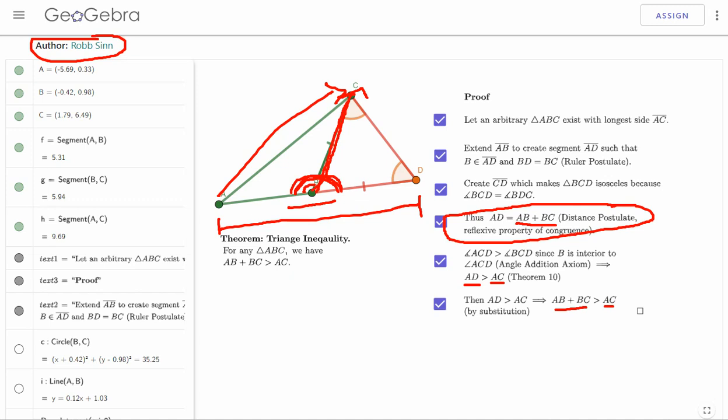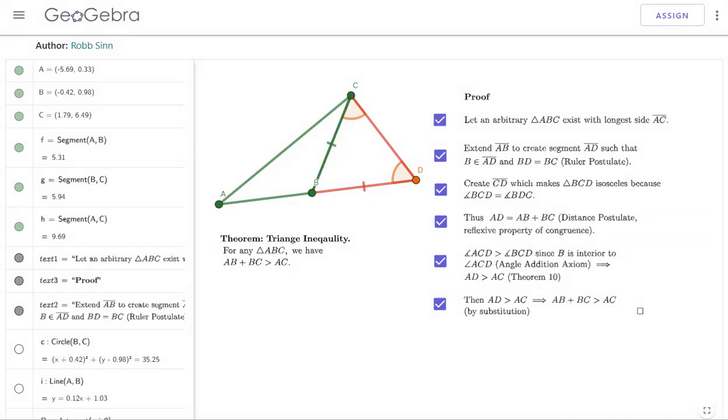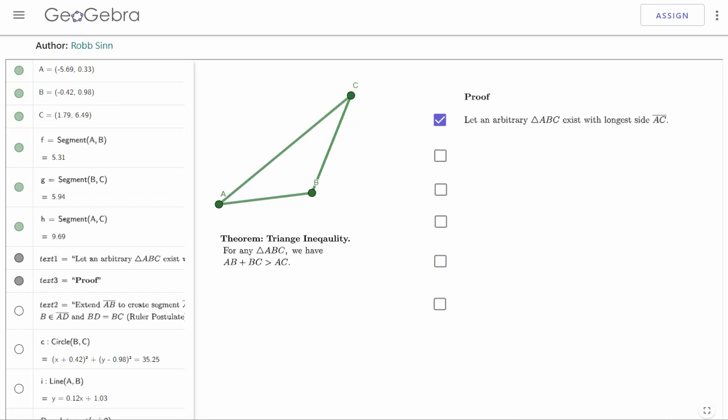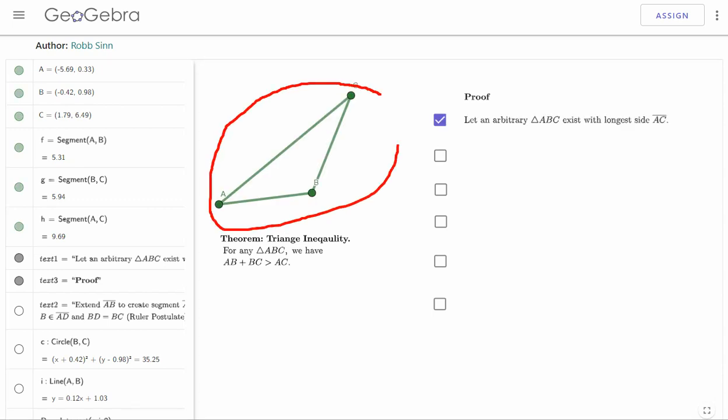Now, what do I mean when I say we'll be creating dynamic GeoGebra proofs? Okay, this is what we're going to do. We're going to create them so that they appear as we need them to, right? We're going to learn how to create these checkboxes in GeoGebra, and they'll have text that appears when you check the box. But you can also set different pieces of the figure to show up when we check the boxes.